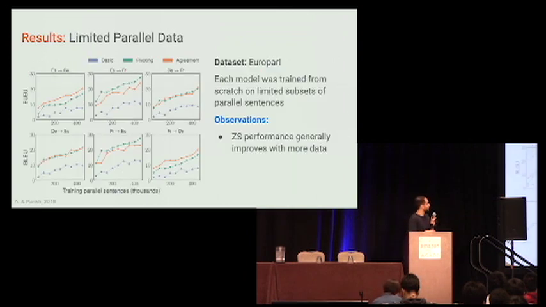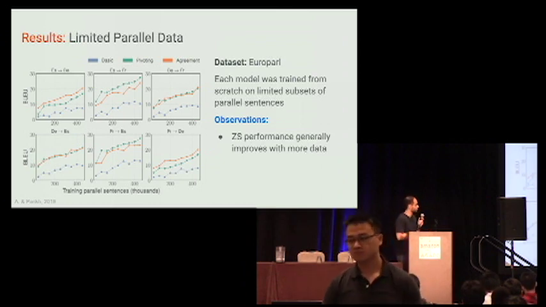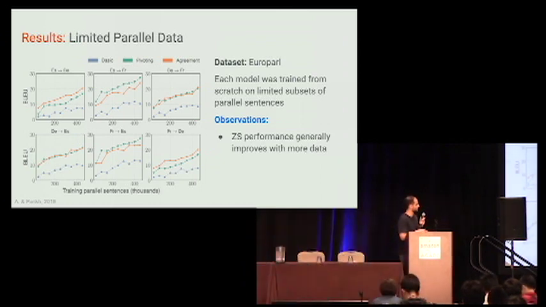All right. Finally, we performed some experiments on limited parallel data. And these are plots for the Europarl data set. Basically, we limited the number of supervised parallel sentences to a few thousand, up to a half of the data set. The full data set was 1 million per supervised direction. And the first observation is that we see a consistent pattern of improved zero-shot performance as we increase the amount of data.